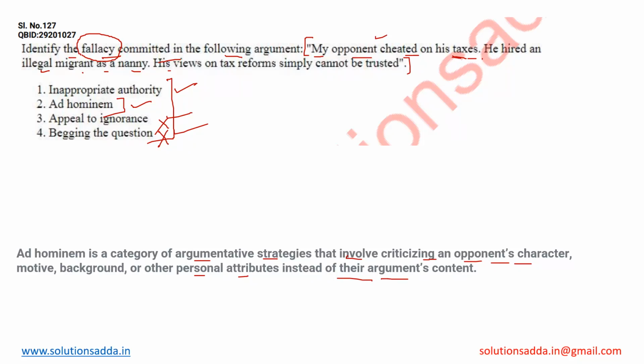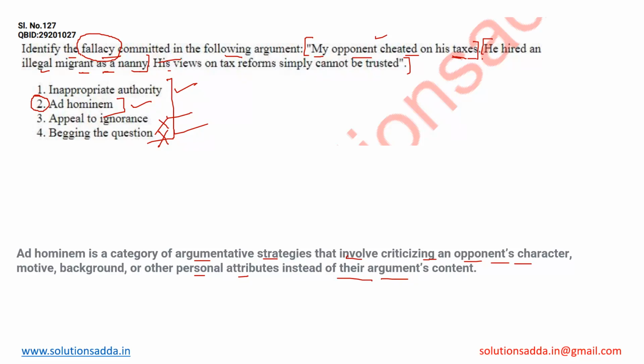That's what I'm talking about: right after this first sentence the person should say things related to the taxes, but instead this person is explaining that he hired an illegal migrant as a nanny, which is not related to the concept of this particular conversation. So we can say ad hominem would be the right choice for the answer to this particular question, because ad hominem is an argumentative strategy.